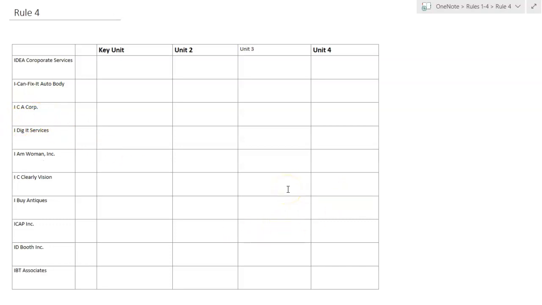units. So let's take a look at this first example, that is Idea Corporate Services. Even though it's all in caps, there is no space between these letters. So Idea is 1 unit, then Corporate, and then Services.